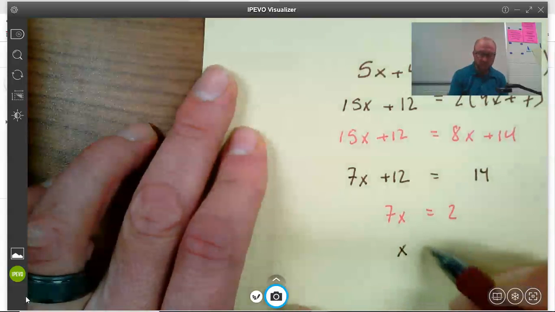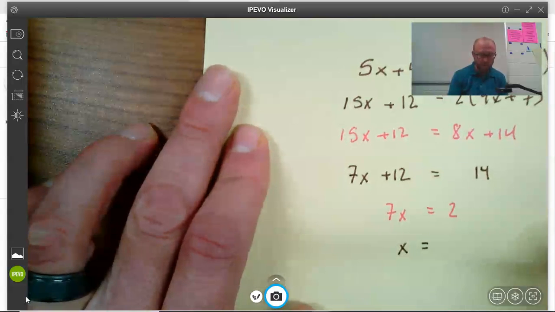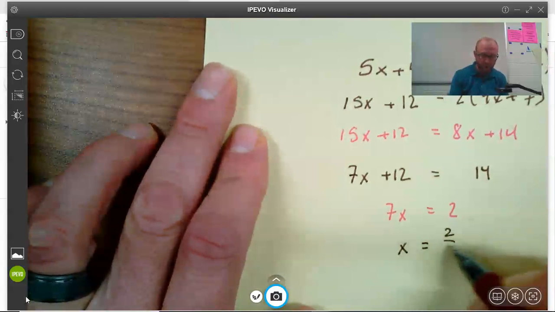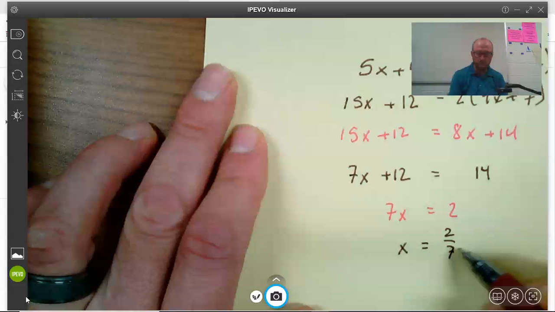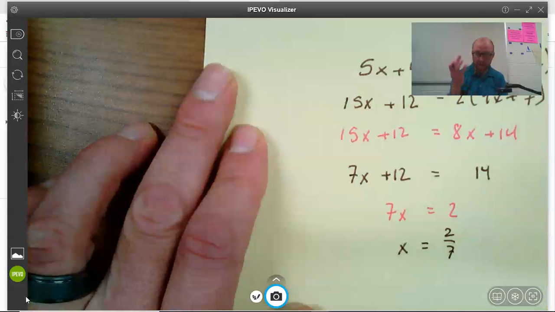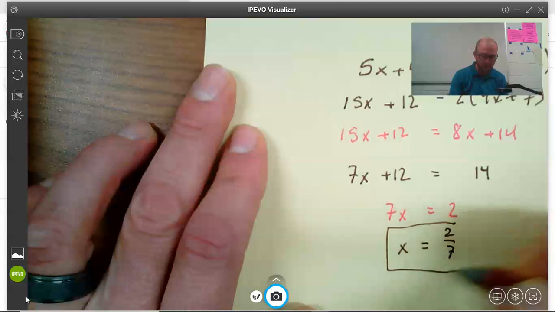Now, 2 divided by 7, that's not a whole number, but that's okay. We can just write it as a fraction. And that's what the bar in the middle of the fraction means. It means divided by. 2/7 is what I get when I divide 2 by 7. And so our answer in the end is 2/7.